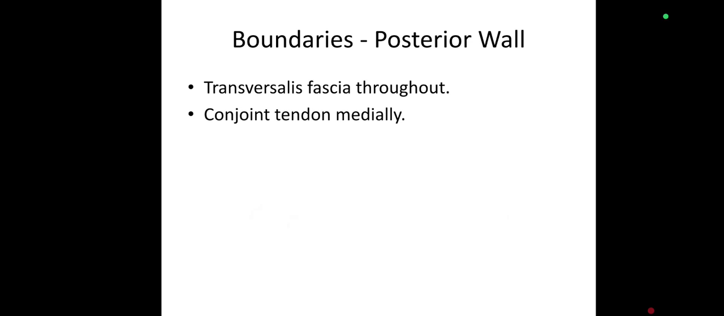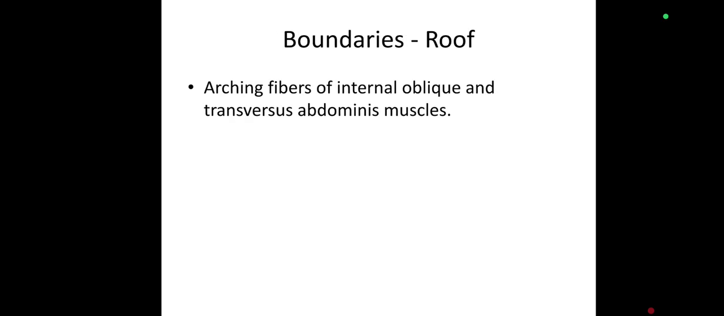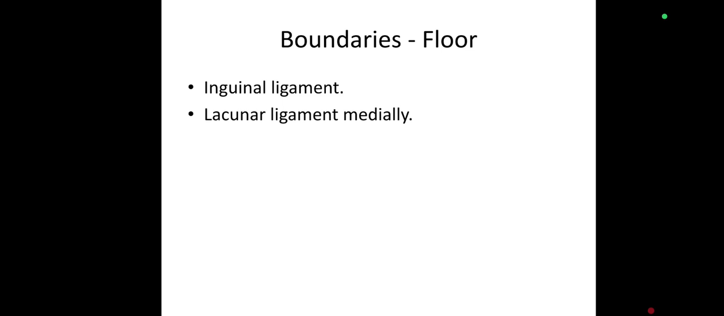So boundaries. Then the posterior wall is associated with the transversalis fascia throughout, and the conjoint tendon medially. Conjoint tendon means the junction between two muscle tendons, and those muscles are internal oblique muscle and transverse abdominis muscle. Then the third one is roof: arching fibers of internal oblique and transverse abdominis muscle. Then floor: the floor is associated with the inguinal ligament and lacunar ligament.